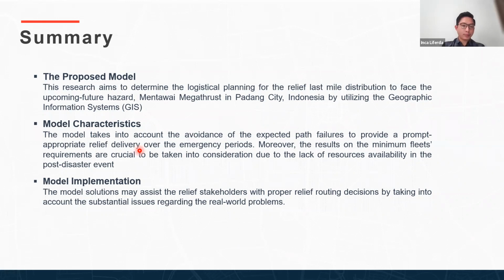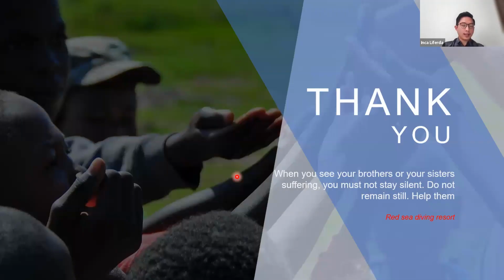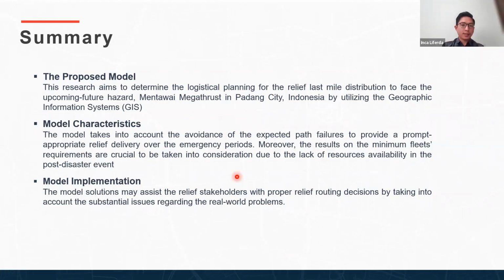And then the implementation: this proposed model may assist the relief stakeholders with proper relief routing decisions by taking into account the substantial issues, for example, the damaged roads, so that this model or the decisions are going to mimic real world problems. Then, so this is the presentation.